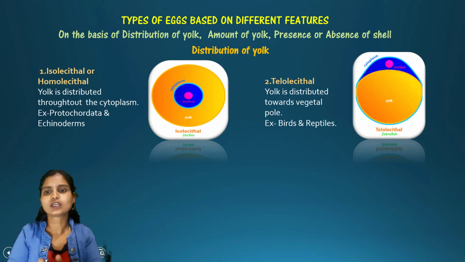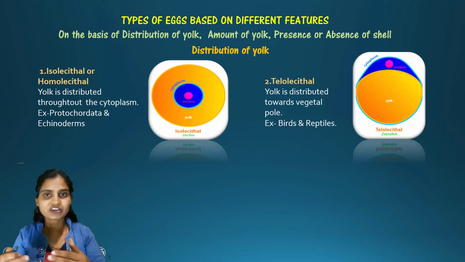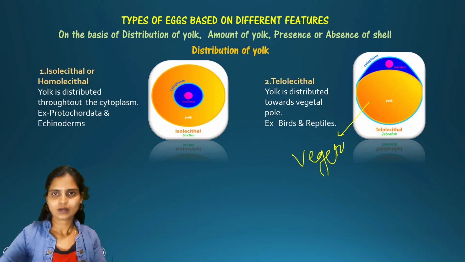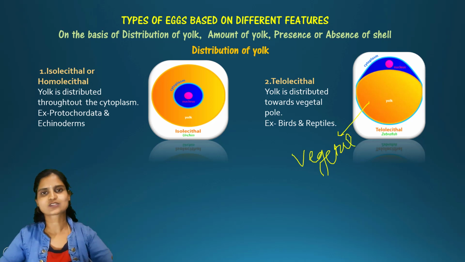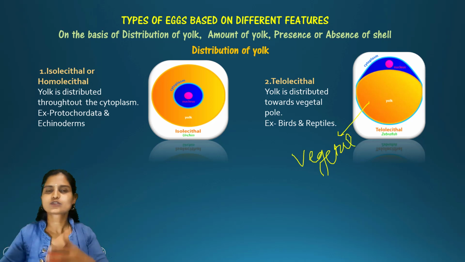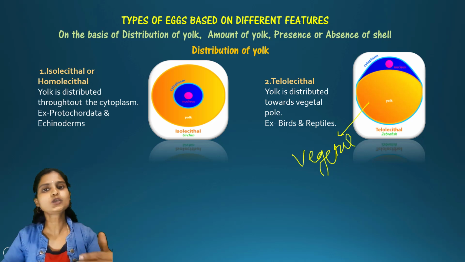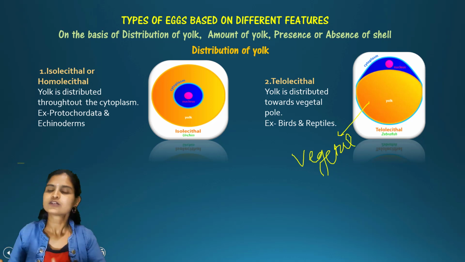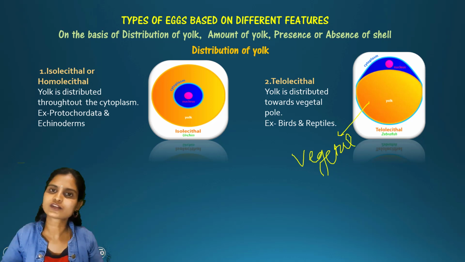So in telolecithal, usually the yolk will be distributed to one corner and most of the time it will be towards the vegetal pole. So you can find here, this is nothing but the cytoplasm, this is the vegetal pole. Towards one side, one corner, the yolk has been deposited. So the yolk is distributed mainly towards the vegetal pole. This type of yolk you can find in case of birds as well as in case of reptiles.